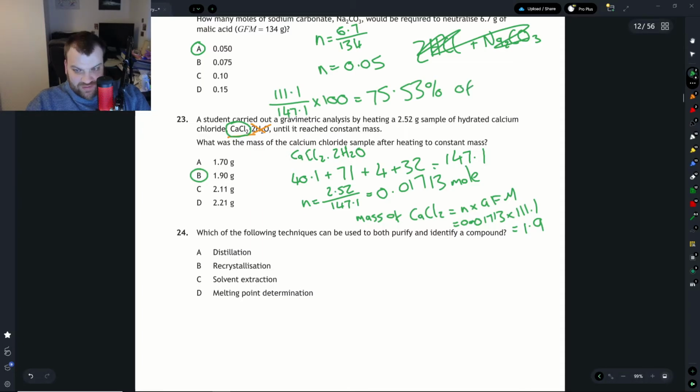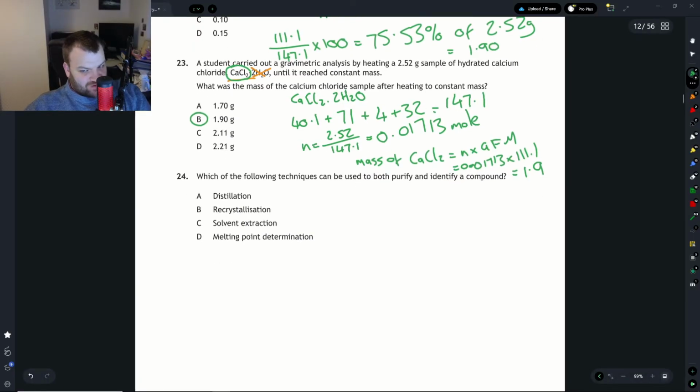If we then work out 75.53% of the 2.52 hydrated sample, that will hopefully give us the same number, 1.9. And again, it does give you that exact same value. So either way works, whichever one works best for you, we still get to our correct answer of B.